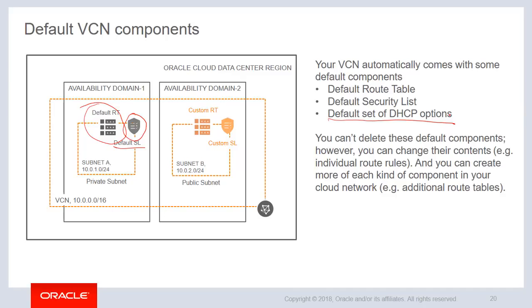So you could create an additional route table. As a rule of thumb, best practice is to not touch the default components. Just leave them and create your own route tables and your own security list. But you could choose to use them, and you could change their content as well.